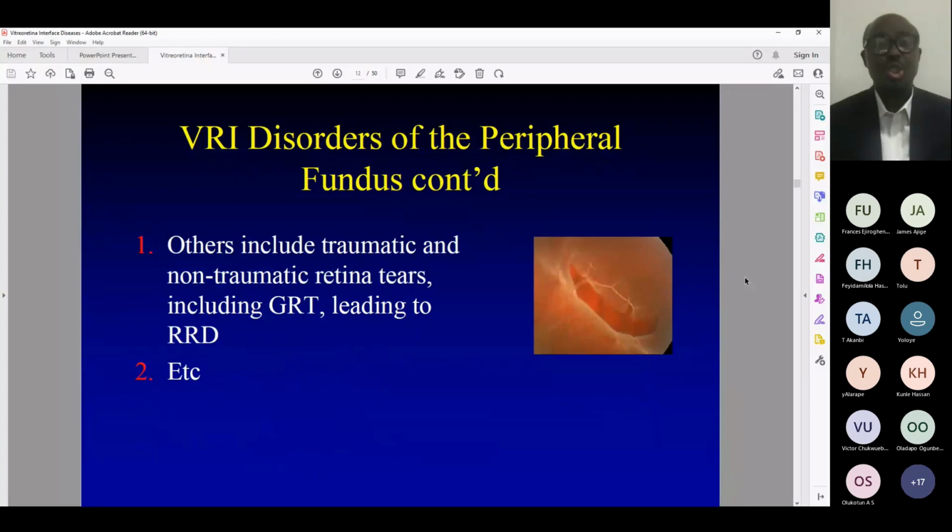Other disorders include traumatic and non-traumatic retinal tears, including giant retinal tears leading to rhegmatogenous retinal detachment. So in this context, we are beginning to see retinal detachment actually as a VRI disease because of the nature of the peripheral retina and the nature of this arrangement and the internal limiting membrane.